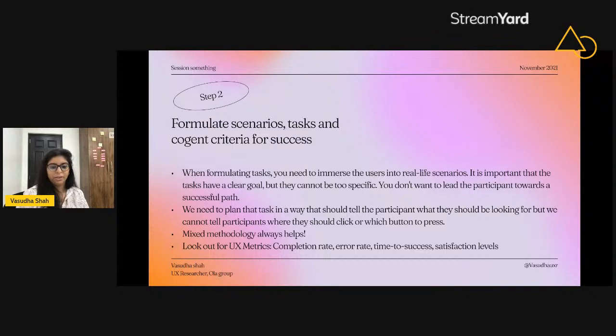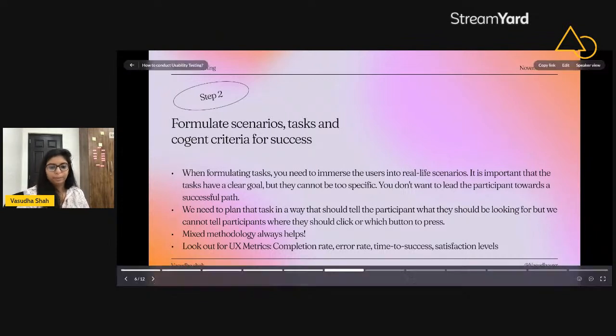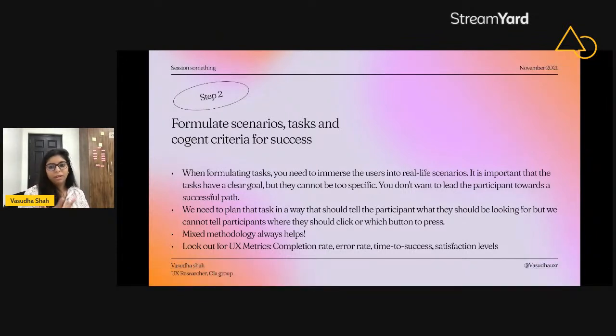Look out for UX metrics, maybe completion rate, error rate, time on task, time to success, satisfaction level, things like that. How satisfied are you with this particular product, and then also try to measure how much time they are taking to finish a task, what steps they are taking a lot of time on, maybe that's what we want to improve, what's the golden path, the shortest number of steps one is taking to finish the task, and things like that.